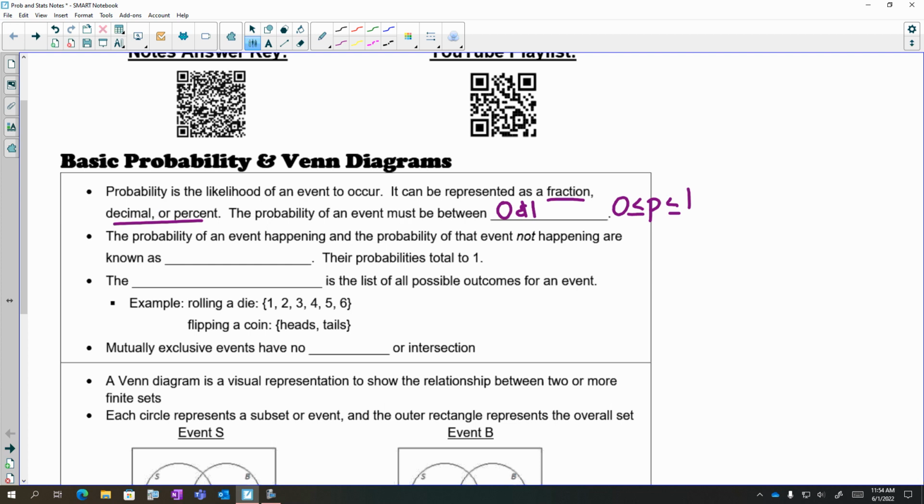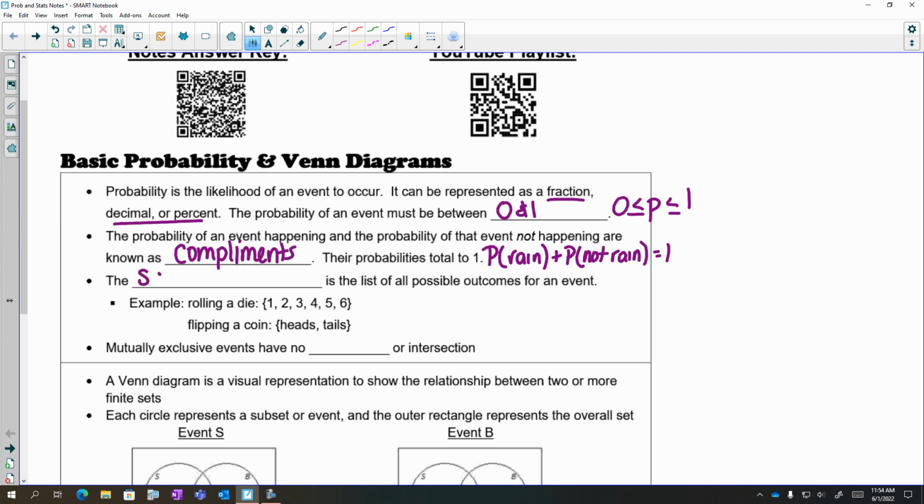The probability of an event happening and the probability of an event not happening are known as complements of each other. And those two things have to add to 1. For example, the probability that it rains plus the probability that it does not rain has to equal 1.